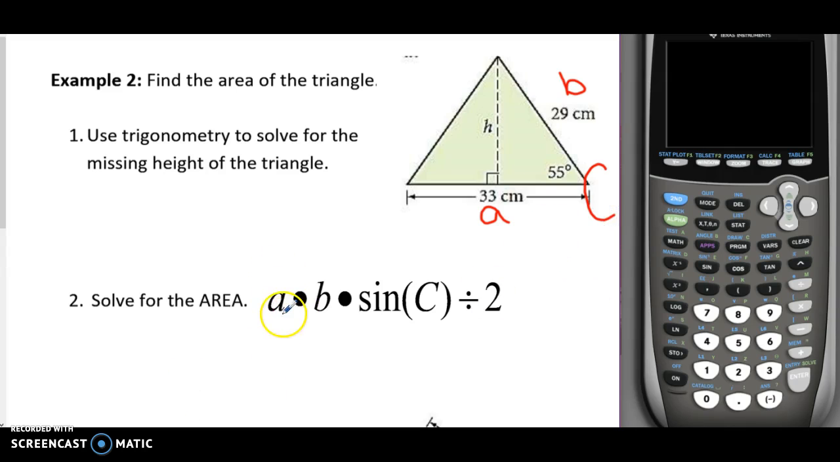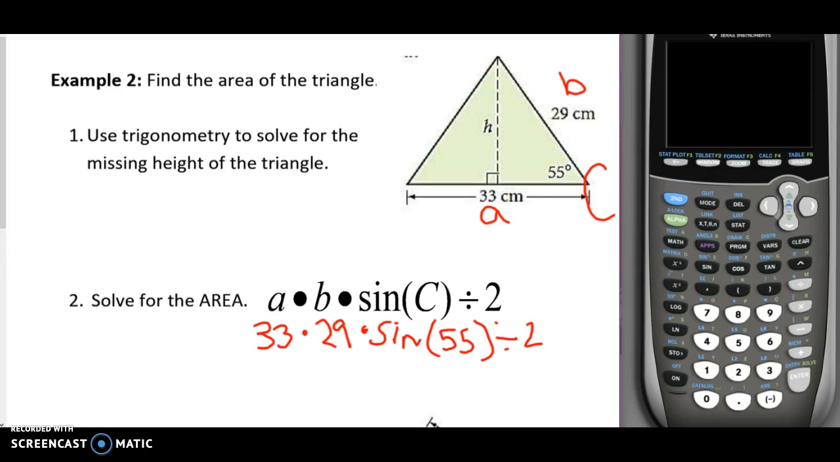And then I just need to plug in my values. So 33 times my B side is 29 times sine of my angle, which is the 55 degrees. And remember to make sure that your calculator is in that degree mode. And then finally, divide by 2.